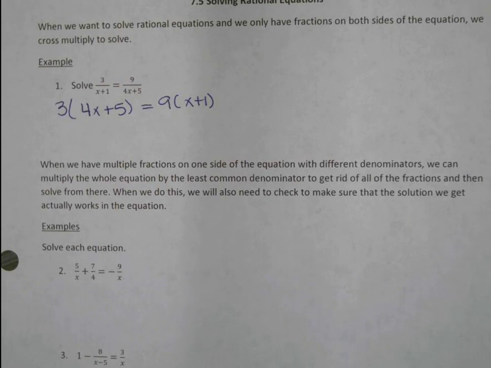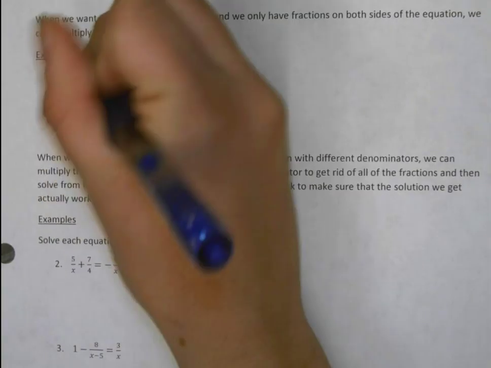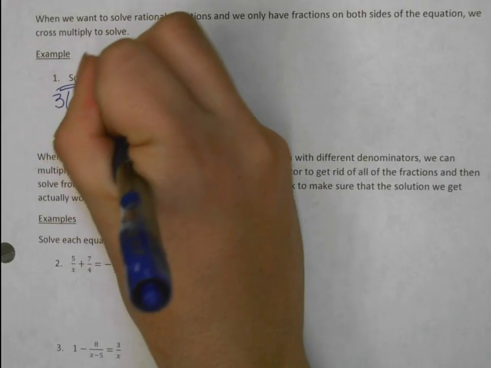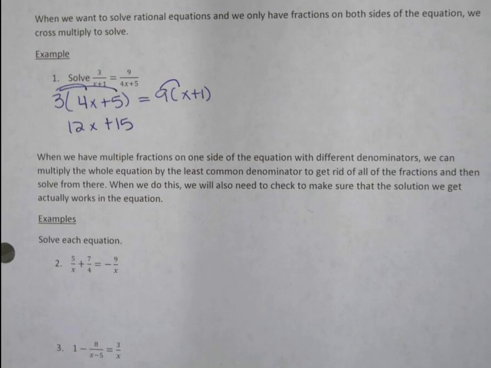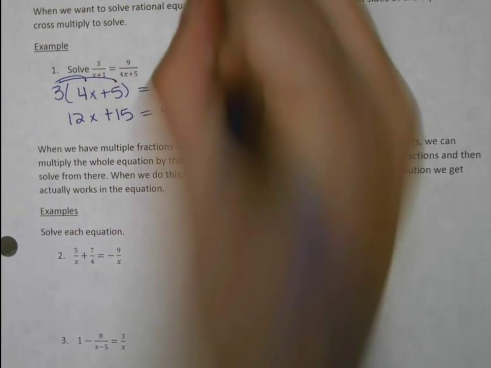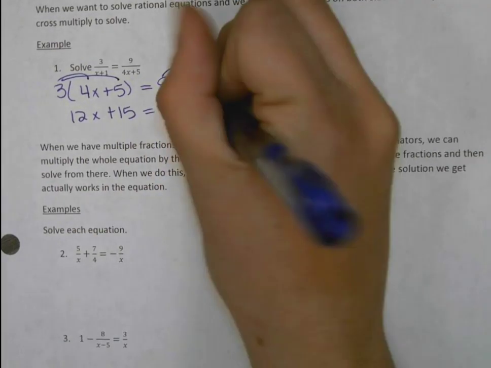Okay, then once I cross multiply, I want to distribute in. So I've got 3 times 4x, which equals 12x. Then I have 3 times 5. Over here I have 9 times x. 9 times 1. Oh, I thought you said 1 for some reason.